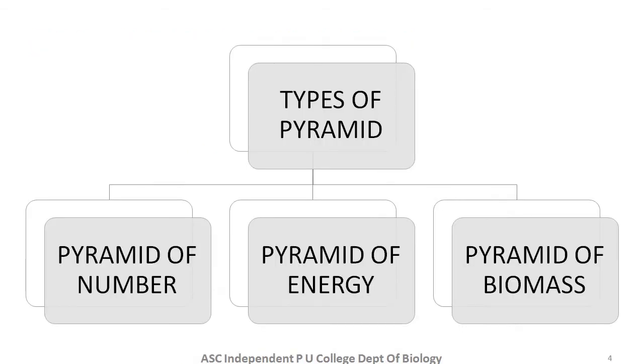As discussed earlier in the definition of ecological pyramids, these pyramids are basically designed to show three major parameters, which include number, biomass, and energy. So based on these parameters, we have three different types of ecological pyramids, also called Eltonian pyramids. They are pyramids of number, pyramids of energy, and pyramids of biomass.